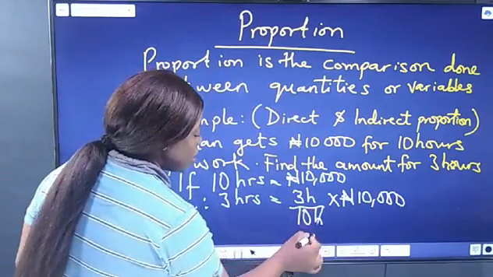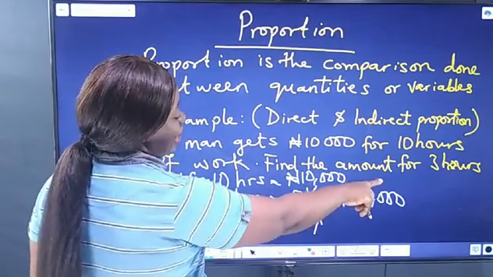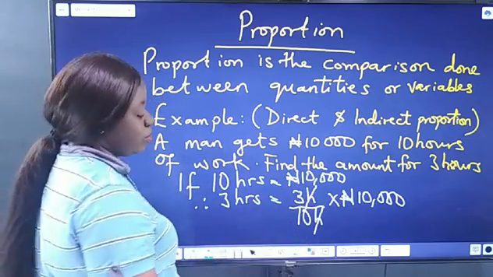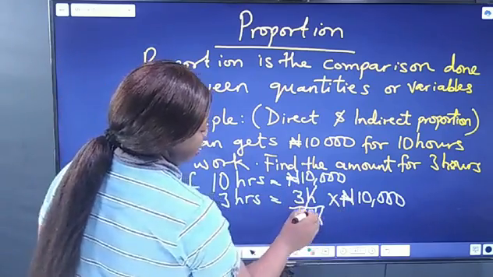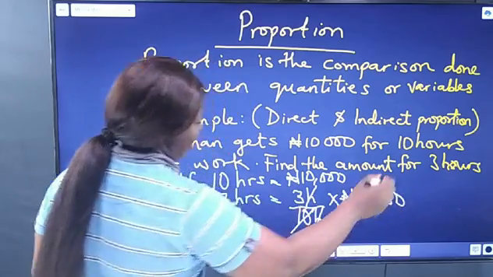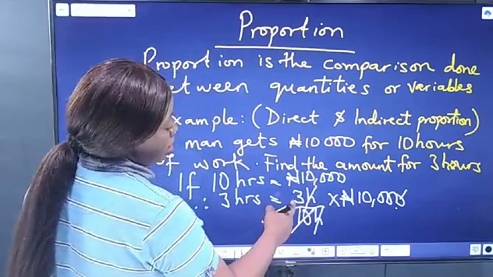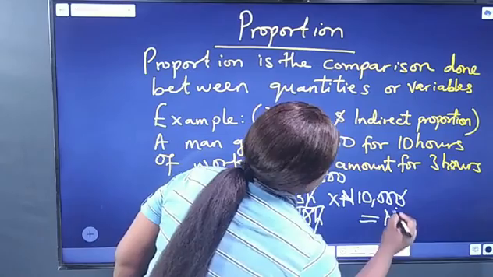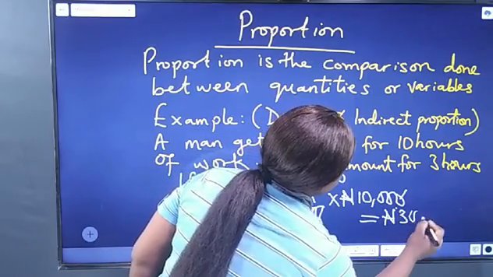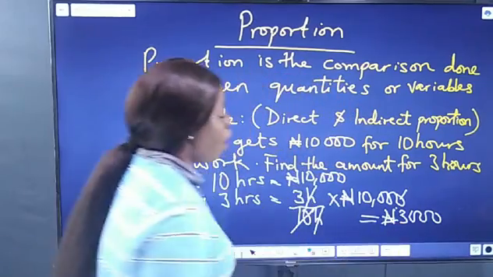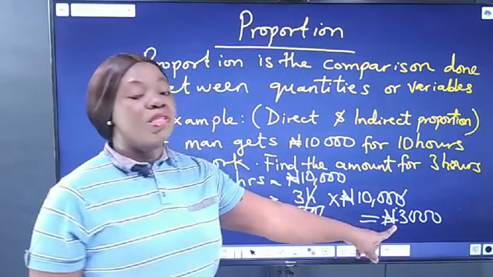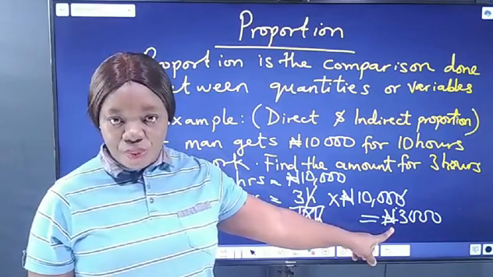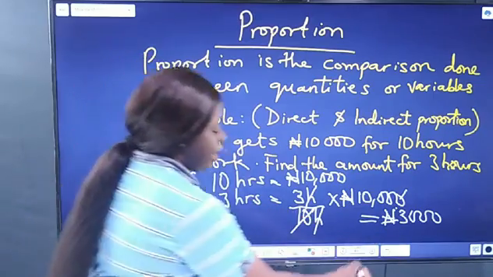Okay, so hours, we cancel hours. Find the amount is the question. So our answer will be in amount. Now let's divide. Kill the 0 here and here. So it means 3 times 1,000 will be equal to 3,000. So it means if we work for 3 hours, we are going to earn only 3,000 naira. This is a direct proportion. Now the next example.